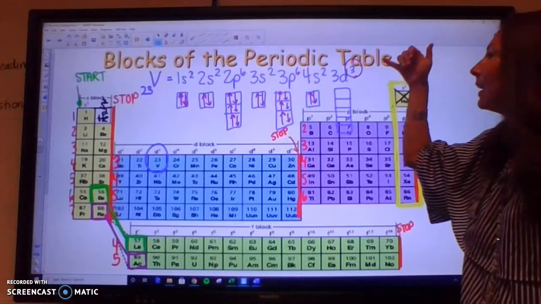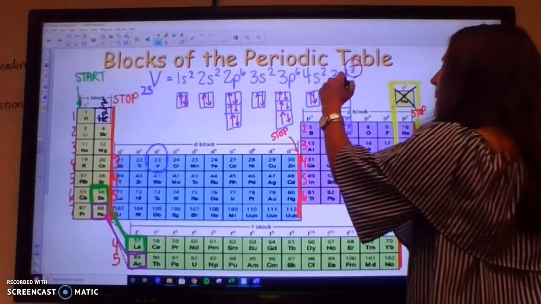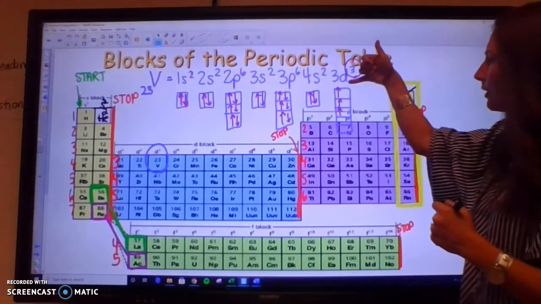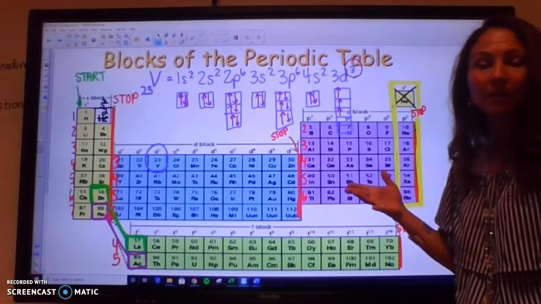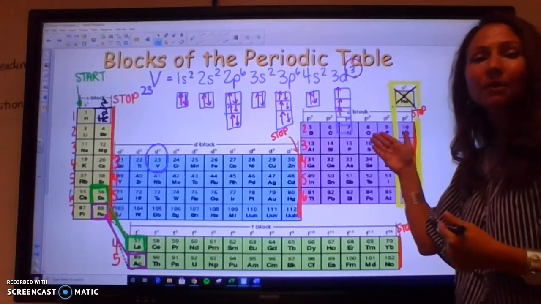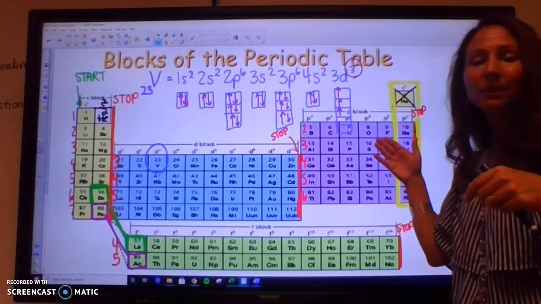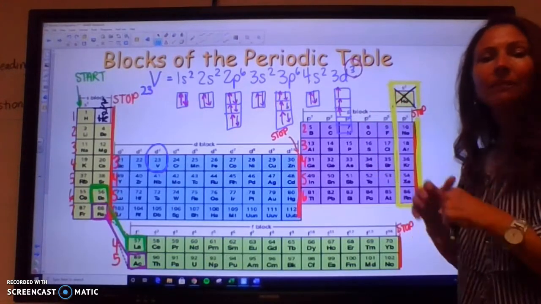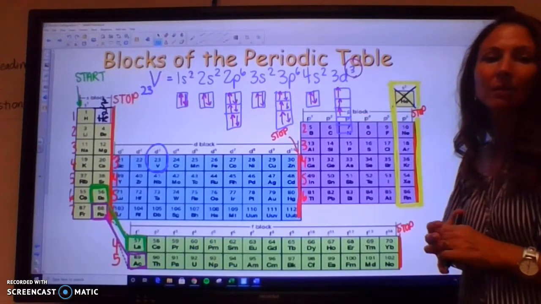So that's 3d3. That means I have 5 boxes, but I'm only going to have 3 arrows. So it's going to look like this. 1, 2, 3. Starting from the top to the bottom. And notice that I have 2 boxes that are empty. I can't take those 2 boxes off because then this would appear to be a p orbital. P orbitals have 3 boxes. D orbitals have 5. So I still have to draw all 5 boxes. However, we're going to have 3 that are not paired, and then we're going to have 2 empty suborbitals.